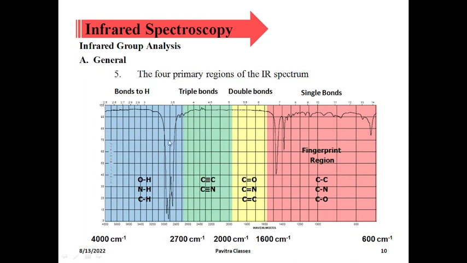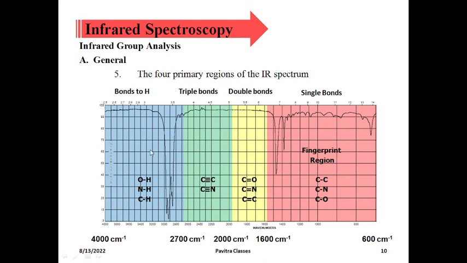Then the triple bond range: carbon-carbon triple bond and carbon-nitrogen triple bond, usually 2700 centimeter inverse to 2000 centimeter inverse. Double bonds: carbon-oxygen, that is carbonyl bonds, carbon-nitrogen bond, carbon-carbon double bond, usually 2000 centimeter inverse to 1600 centimeter inverse. Then 1600 centimeter inverse to 600 or 400 centimeter inverse is called the fingerprint region. Carbon-carbon single bond, carbon-nitrogen single bond, and carbon-oxygen single bond can be seen in the graph here.